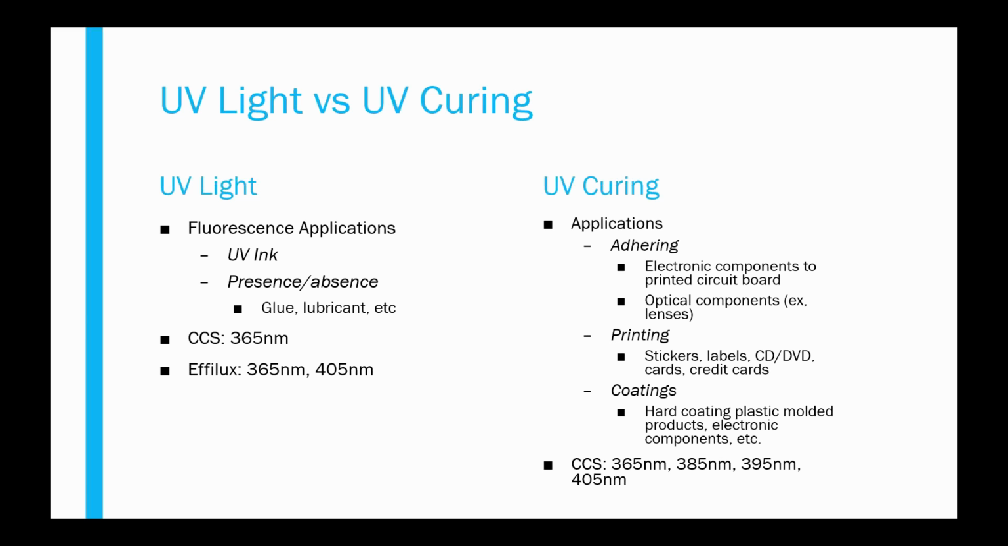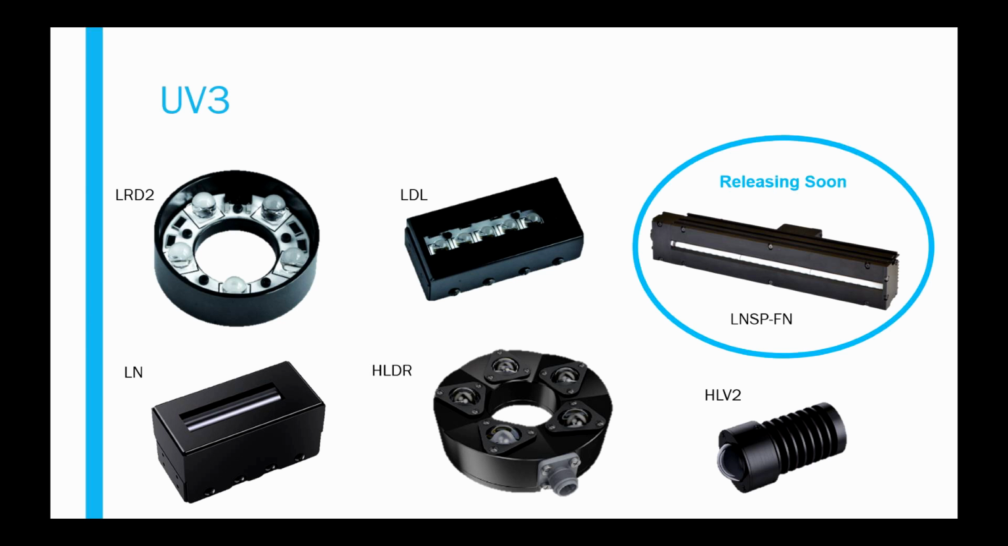But really the difference between the two lights, even though the wavelengths are similar, is the amount of energy it takes. UV curing light will require much more energy, much more power to do the curing process versus just your standard UV LED. For standard UV LEDs, CCS has the UV3 line, which we actually just released. It's got ring lights, bar lights, spotlights, and line lights, and we're releasing a second line light very soon. This is going to be brighter than the UV2 line we've previously had.